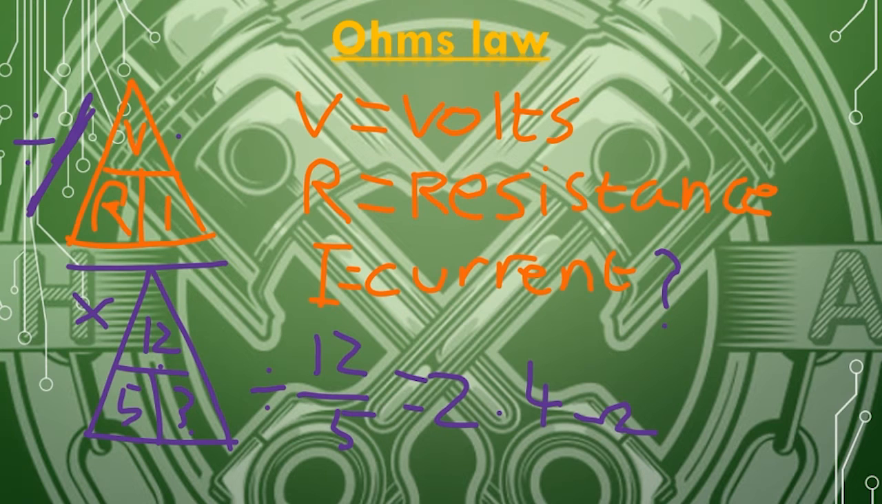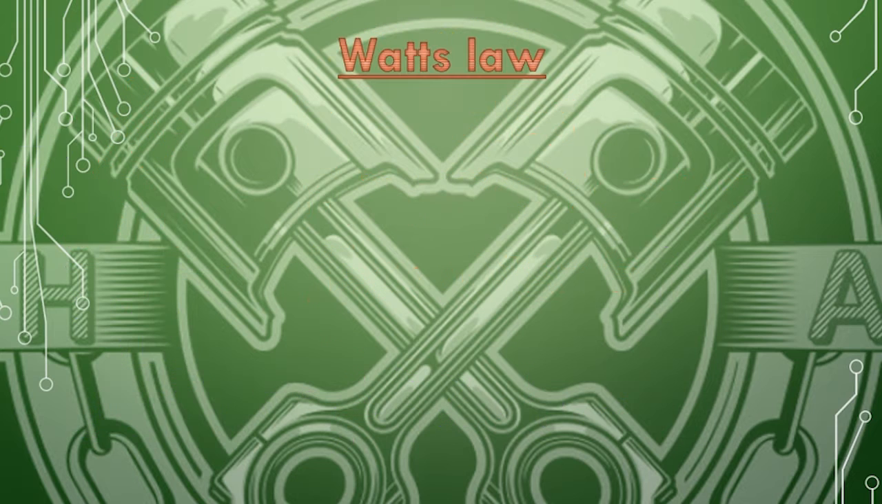Yeah, it's pretty much straightforward, and again, it'll be the same thing if you were going the other way. So if you were trying to work out the voltage, you would then times the resistance by the current to then obviously get the voltage. Anyway, moving on to Watt's Law now.